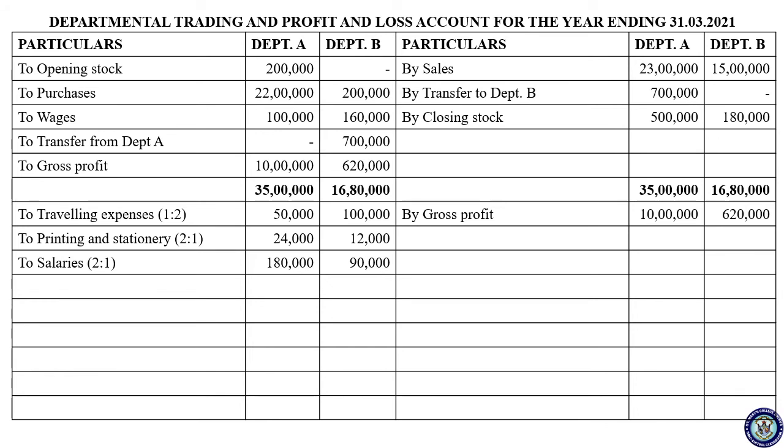Okay, what next? The next one is advertisement expenses, that is excluding interdepartmental transfer. It means you have to take only the sales figure, that is 23 lakh and 15 lakh. So you cancel the 5 zeros, and it comes to 23 is to 15. Further you cannot simplify this, so the ratio is 23 is to 15. That is, "To advertisement expenses" 23 is to 15.